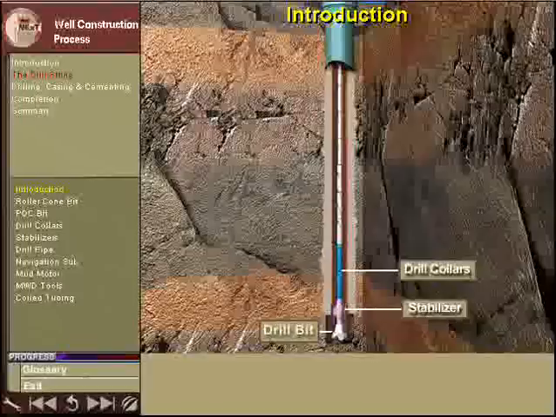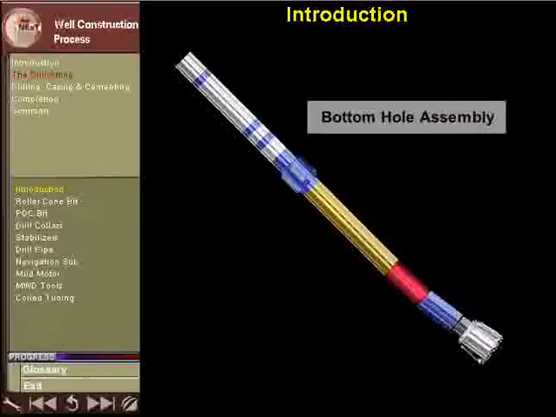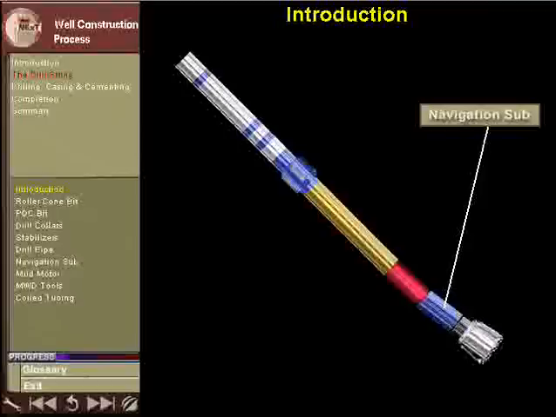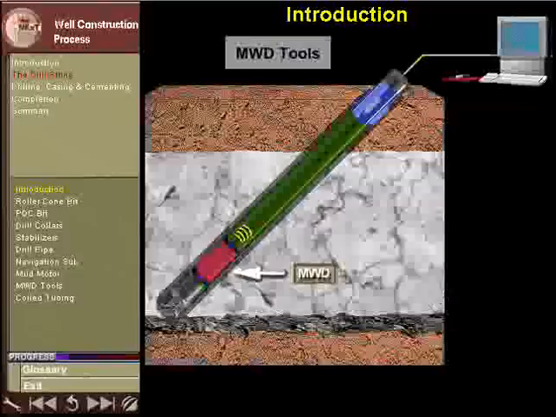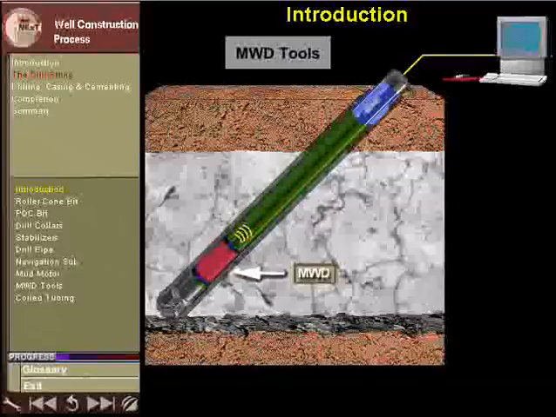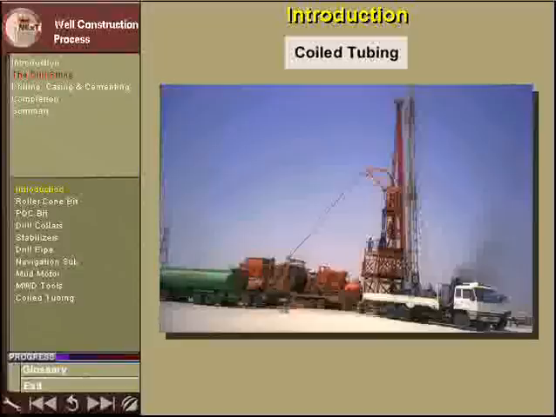The BHA is made up of drill collars, which make up the major part of the BHA, stabilizers, which are placed strategically in the bottom hole assembly, and drill pipe, which makes up about 95% of the length of the drill string. For directional drilling, additional tools are installed in the bottom hole assembly. These tools include the navigation sub, the mud motor, and measurement while drilling tools. In slim hole drilling operations, coiled tubing can be used instead of drill pipe.